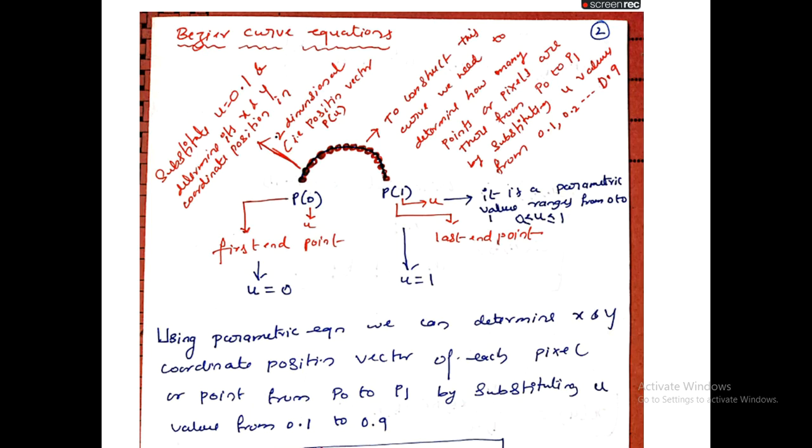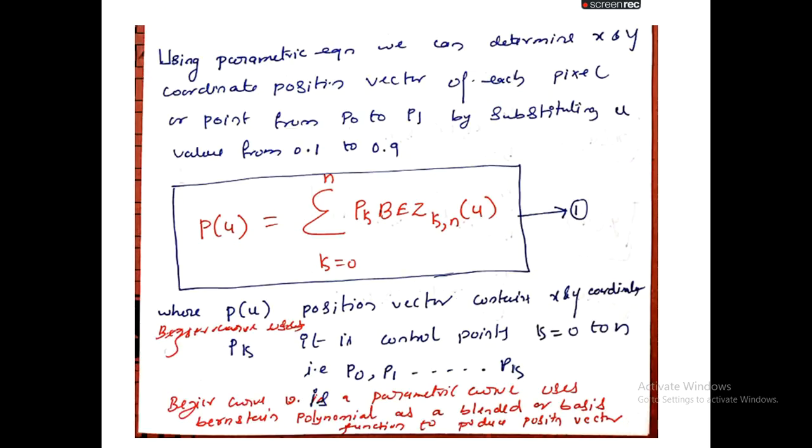So this is the representation of a Bezier curve. When you want to create a curve, indirectly we are calculating the coordinate position of every pixel in that curve, from the first pixel to the last pixel. So whenever we are using a Bezier curve, we definitely need to use a parametric equation. That parametric equation determines the pixel position with respect to the x coordinate and the y coordinate.